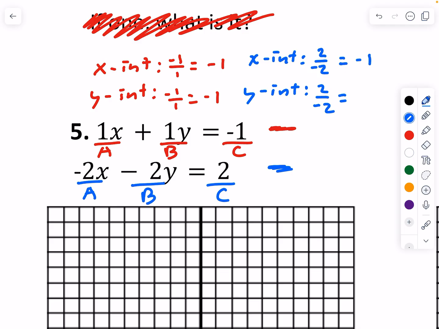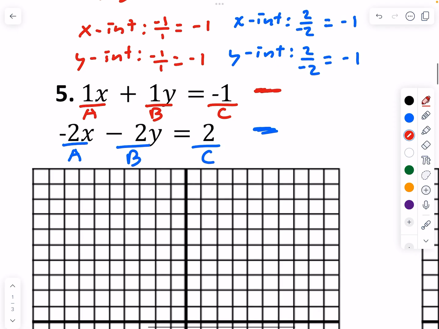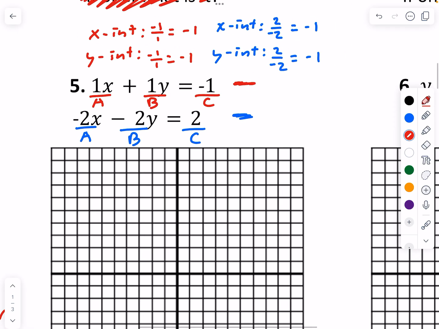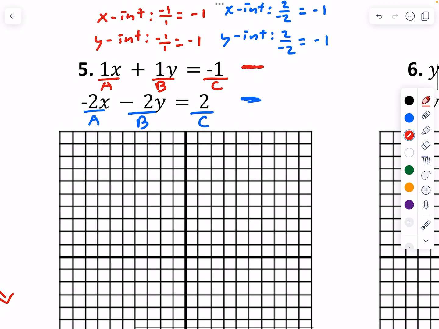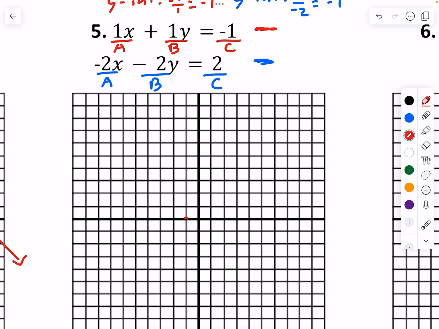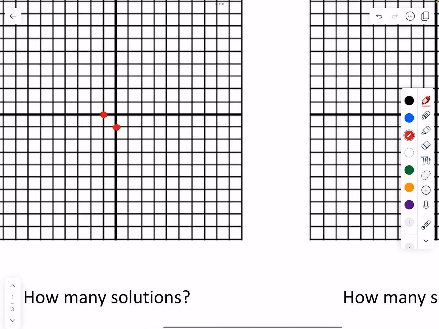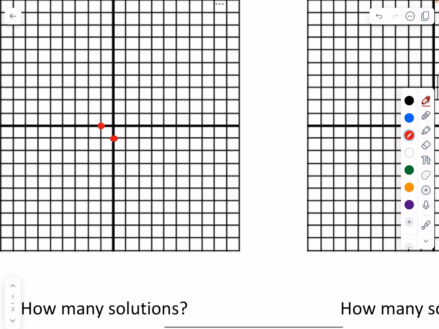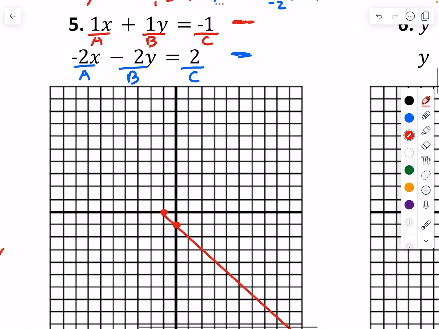That's okay. You get -1 for all of them. So let's do red first, okay? Actually, we're going to keep going with normal. Okay, so -1 and -1 would be here and here. And I can connect those all I want. And I connect, boom.